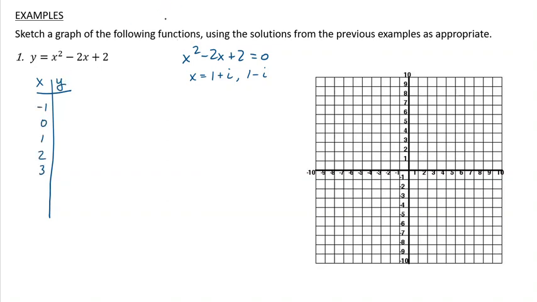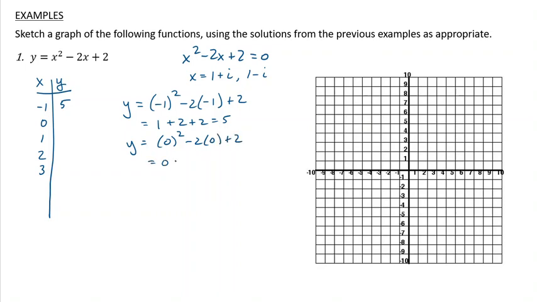And I will plug a -1, 0, 1, 2, and 3 in for x. And so if we replace x with -1, we get 1 plus 2 plus 2, so that's 5. If we replace x with 0, we get 0 minus 0 plus 2, so that's 2. If we put a 1 in for x, we get 1 minus 2 plus 2, so that's 1.